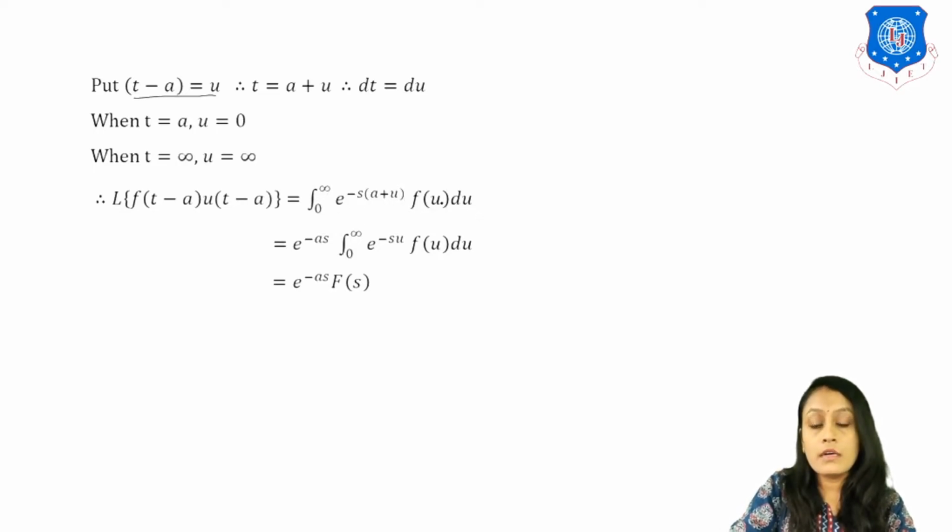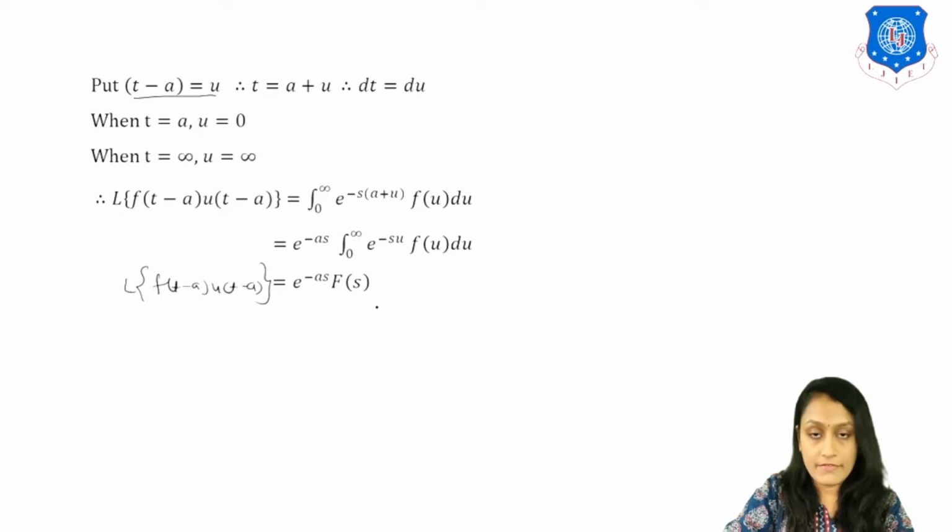Now in this integration, e raised to minus sa is constant, so we'll take it outside, and here we have the integration from 0 to infinity of e raised to minus su f(u) du. Now this we can write as F(s). Here it is just in the variable u, but we know this formula is the same in the variable t, so we can write it as F(s). From this we can say that the Laplace transform of f(t minus a) u(t minus a) is e raised to minus as into F(s). This is an important formula, you have to remember.